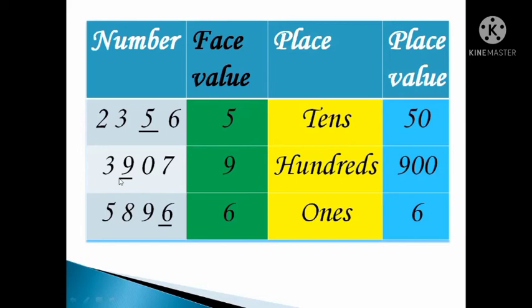The same way, see the second number. 9 is in hundreds place. So the face value is 9. 9 is looking like 9. So it is face value. And it is in hundreds place. So place is hundreds. Place value, how many hundreds are there? There are 900. So place value is 900. See the next one. 5,896. 6 is underlined. So face value is 6. And it is in ones place. And place value is also 6.